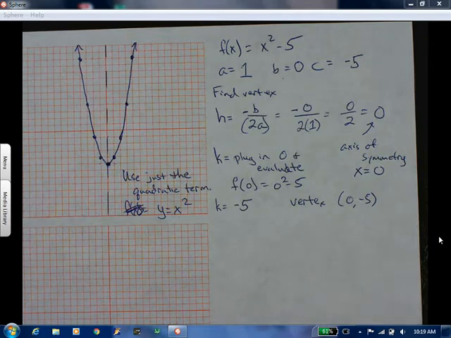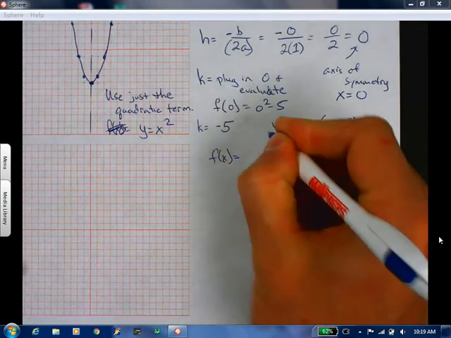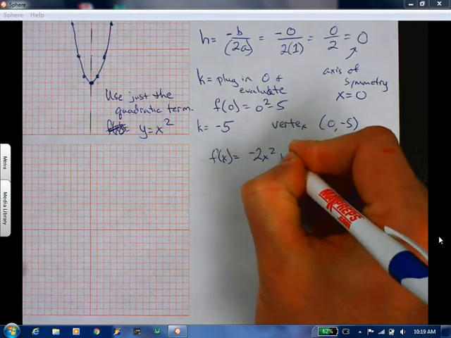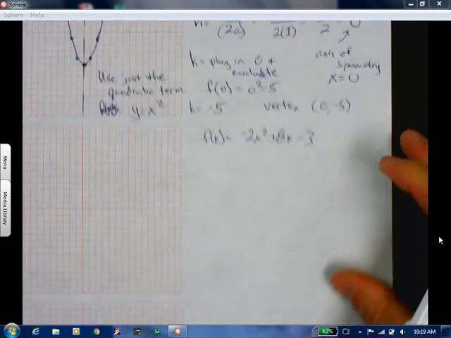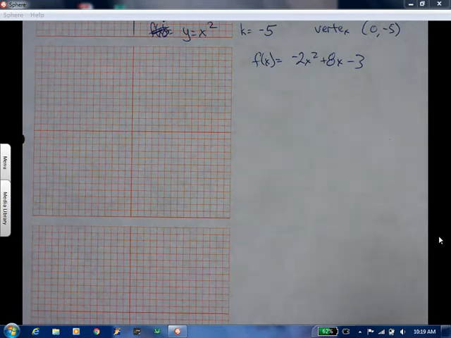Let's do that one. So f of x equals negative 2x squared plus 8x minus 3. Let's do a full one. This will be the last one. Have you try to graph these in for tomorrow.